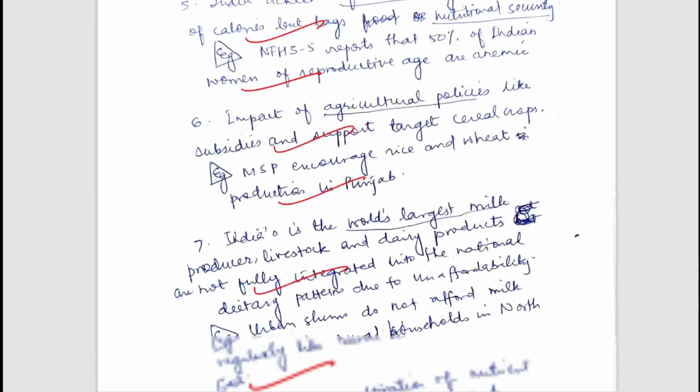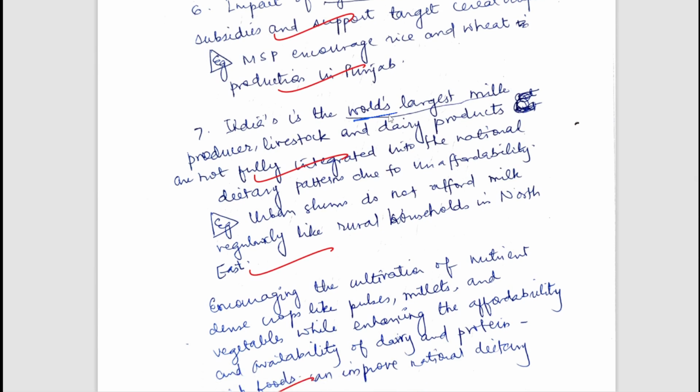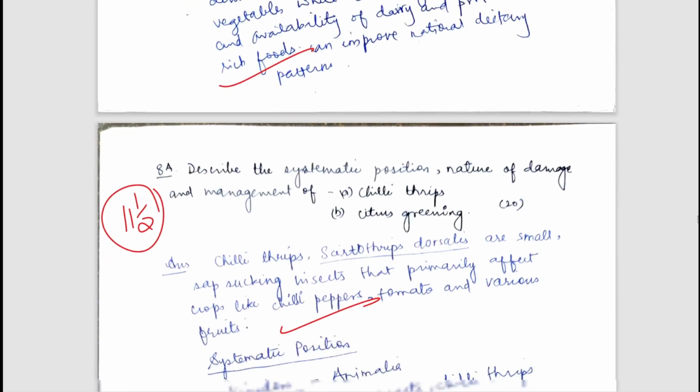Impact of agricultural policies has been mentioned. So, well written points. We are the world's largest millet producers, dairy producers, livestock producers. So that has been well mentioned. Now let's move to the next question.